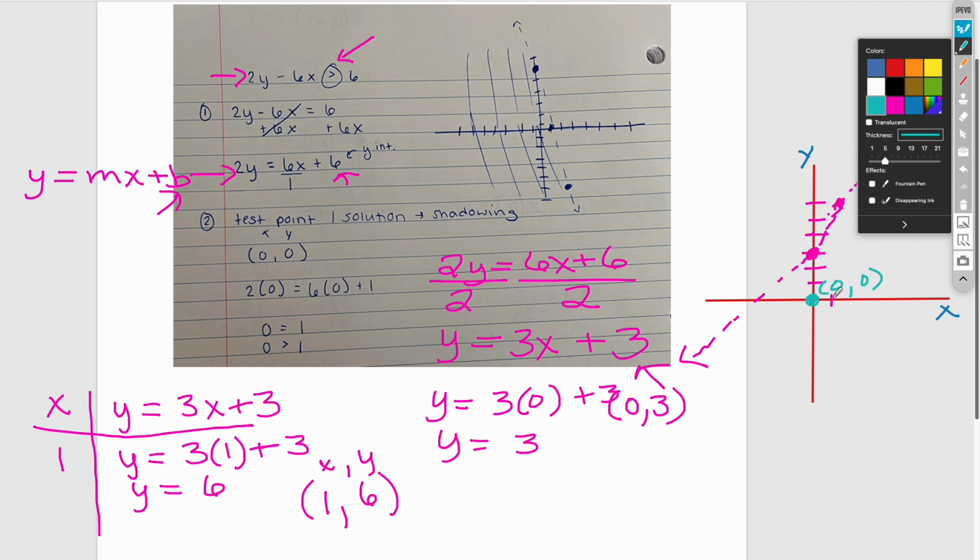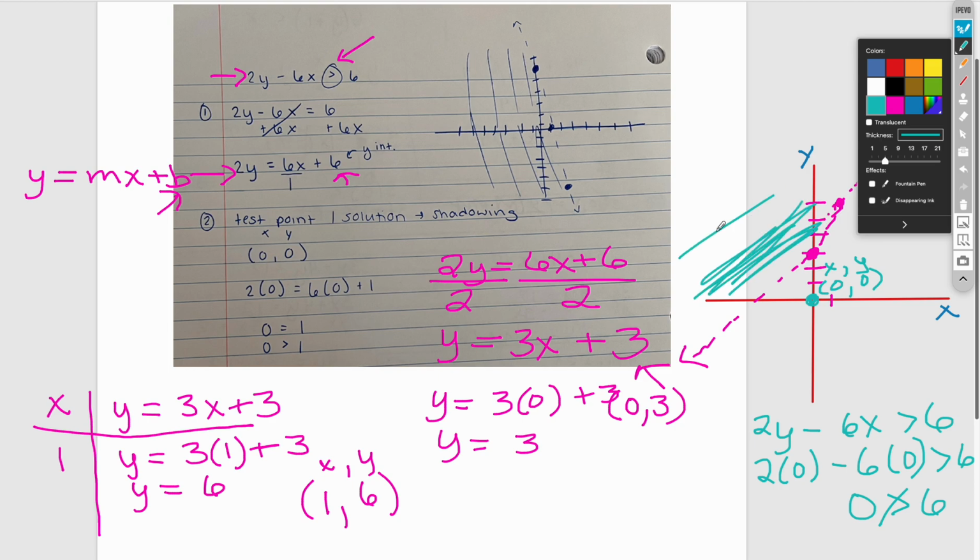And so I always go back to the original inequality, just in case something is off. I'm going to substitute 0 for x, and for y, I'm going to substitute 0. So 2 times 0 minus 6 times 0 is greater than 6. Uh-oh, that does not look true, because 0 minus 0 is just 0, and 0 is not greater than 6. So I am going to shade this side.